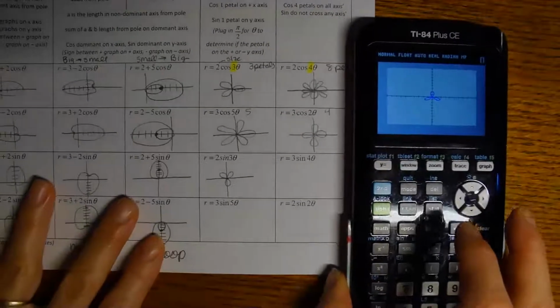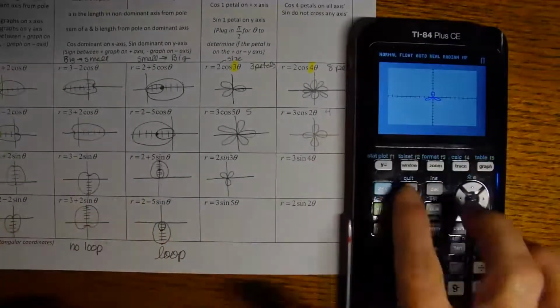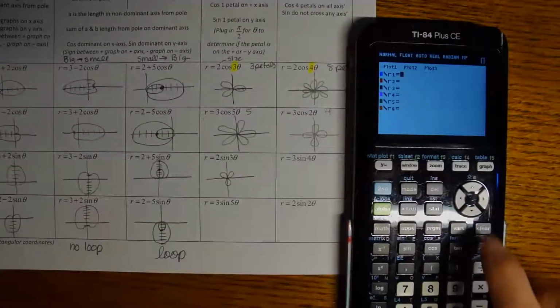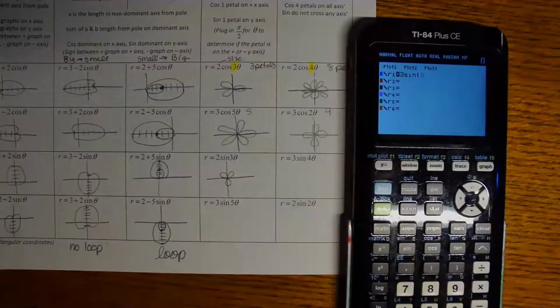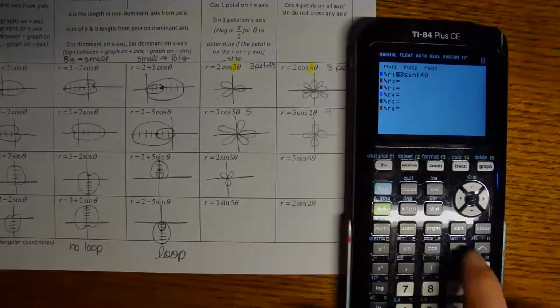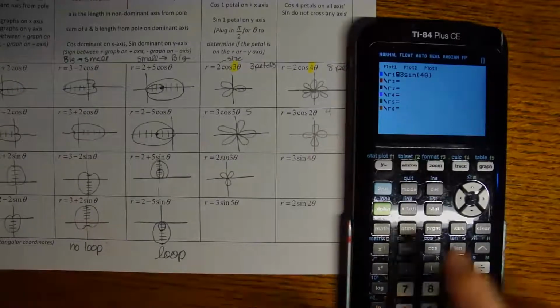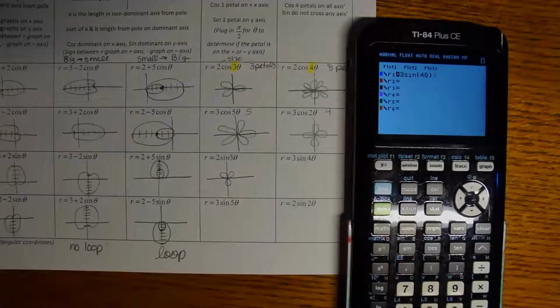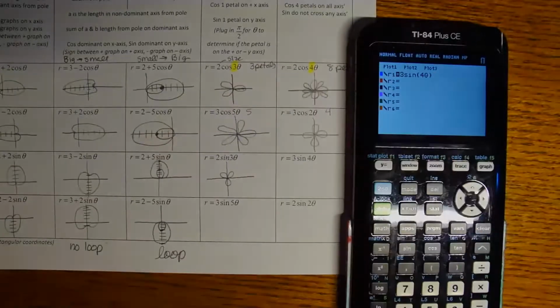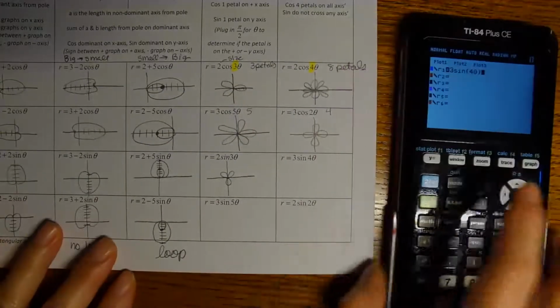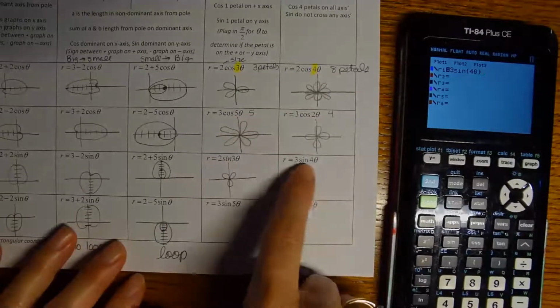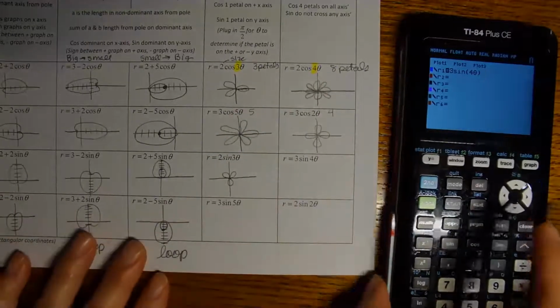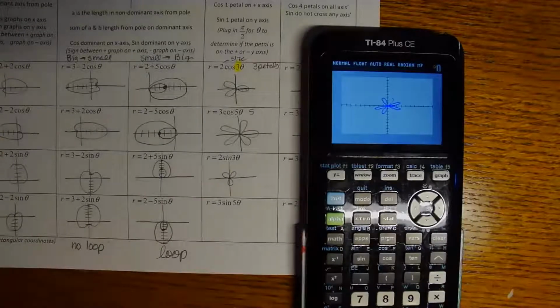Okay. What do you think the 4 theta is going to look like? Anybody have a guess? All right, are you ready? Here we go. What does it look like with 4? Do you think it's going to have 8 petals? You think all the evens are doubled? Because we notice 2 was 4, 4 was 8. So do you think this is going to have 8? Okay. Oh, wow, it's got 8.